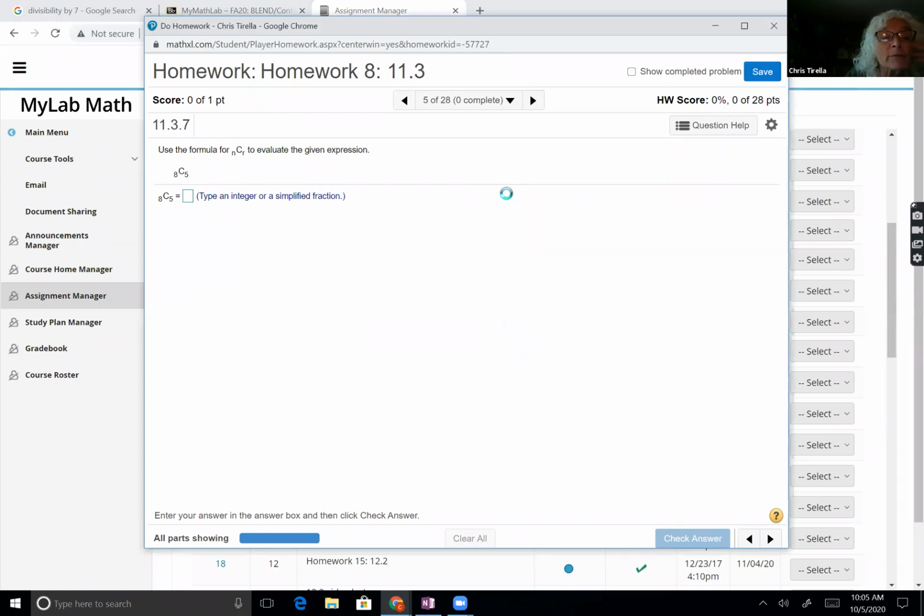Okay, question number 5 was a combination, 8C5. Are we looking at the right one? Yeah. Okay, first of all, you have a scientific calculator. I don't have a scientific calculator. I've been trying to do everything from my phone calculator. Let me look at my phone calculator real quick.